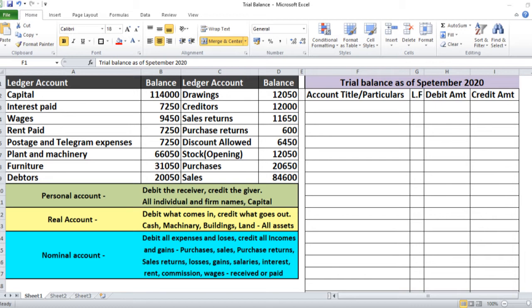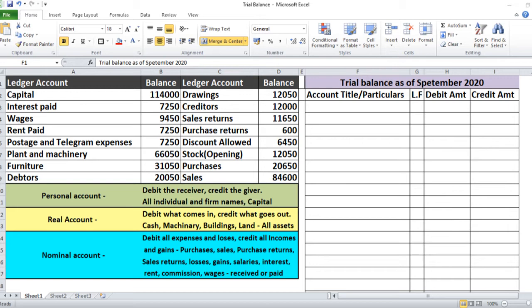Here I have mentioned golden rules of accounting for personal account, real account and nominal account. Based on these rules, we are going to prepare trial balance. Our first account is capital and the balance is 1,14,000. Now we have to identify under which account the capital account falls. Here capital falls under personal account because capital is invested by the owner of the company, so the owner comes under personal account, that is all person names and company names fall under personal account.